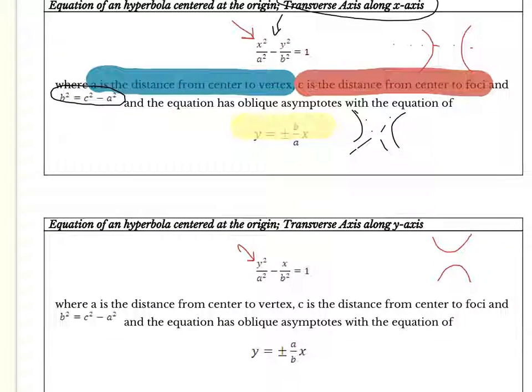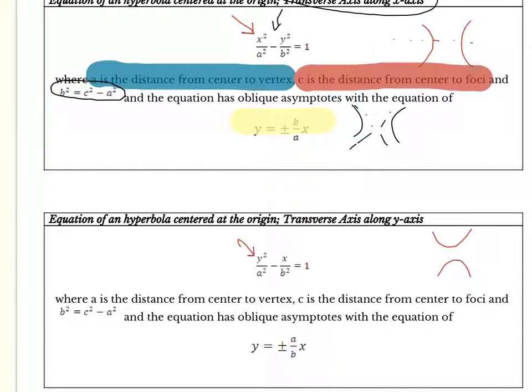Everything is very similar for the hyperbola centered at the origin, with the transverse axis along the y-axis. Like I said, the only difference is y goes first. That makes it go up and down, because the transverse axis will go up and down. Everything else is the same.